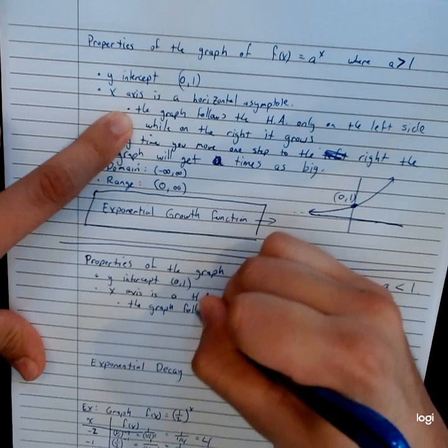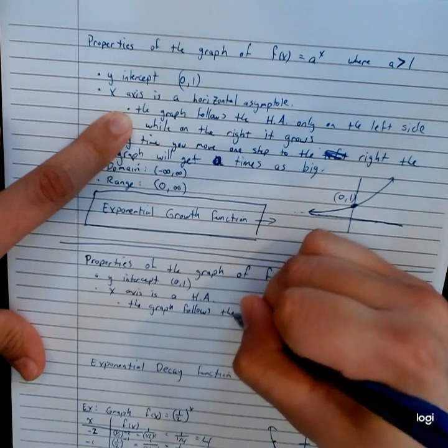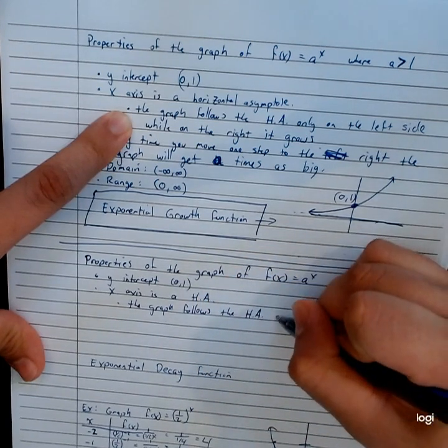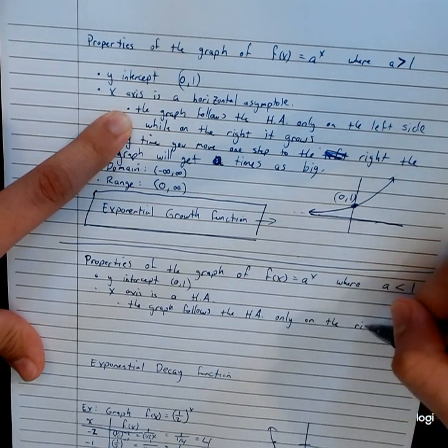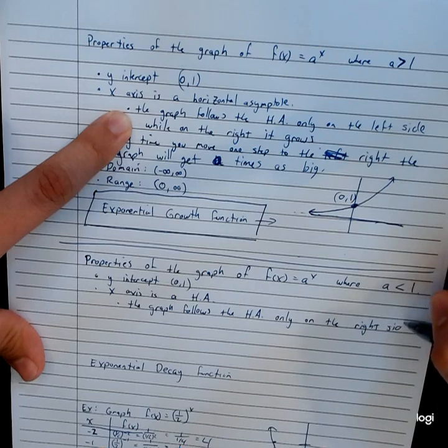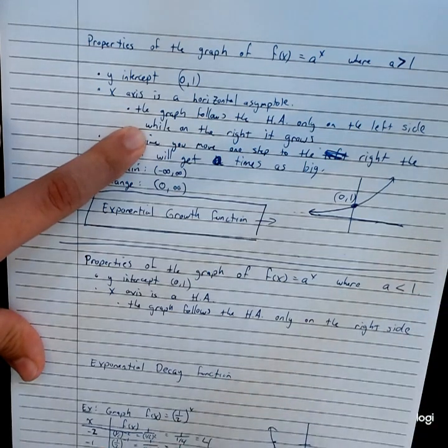The graph follows the horizontal asymptote only on the right side, while on the left it's going to grow.